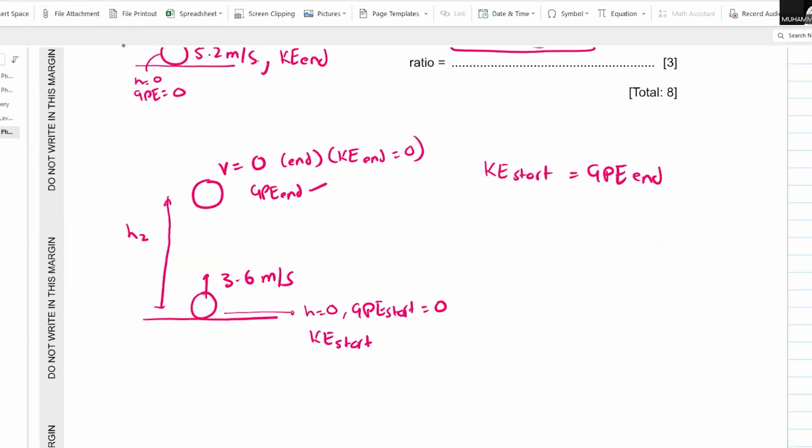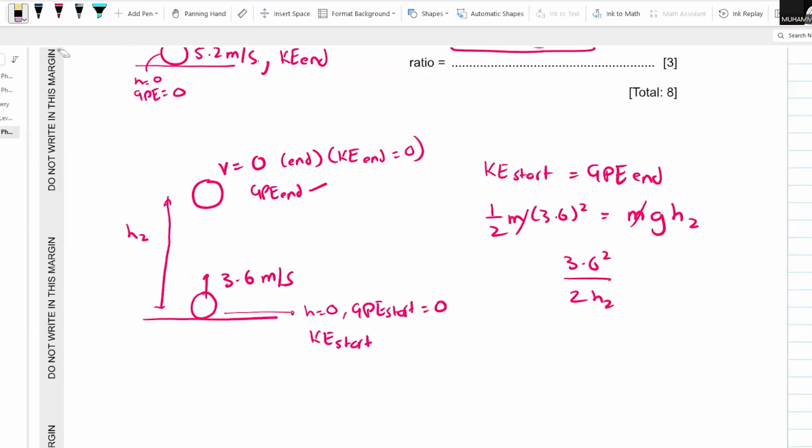Yes. What is the kinetic energy at the start? 1 upon 2 m times 3.6 whole square. What is the gravitational potential energy at the end? m g h2. m cancels out. 3.6 whole square divided by 2g is equal to h2. This is your second equation.